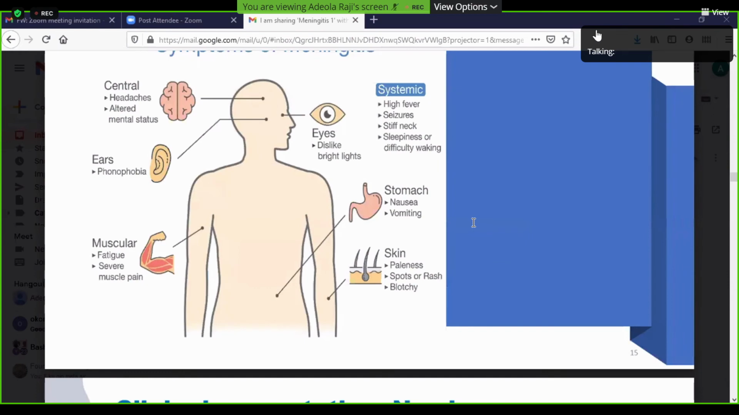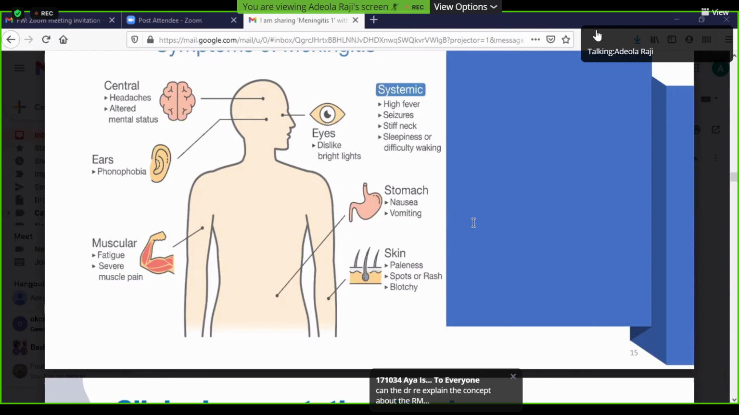Under skin, you said spots or rash, blotchy. What is blotchy? Blotchy means you have like colored spots. When you look at the skin as a uniform color, but when you have a blotchy skin, it's like you have some areas that will be hyperemic, some areas that will look normal. So you have that kind of pattern. Okay, thank you. Clear? Yes. Any other question?